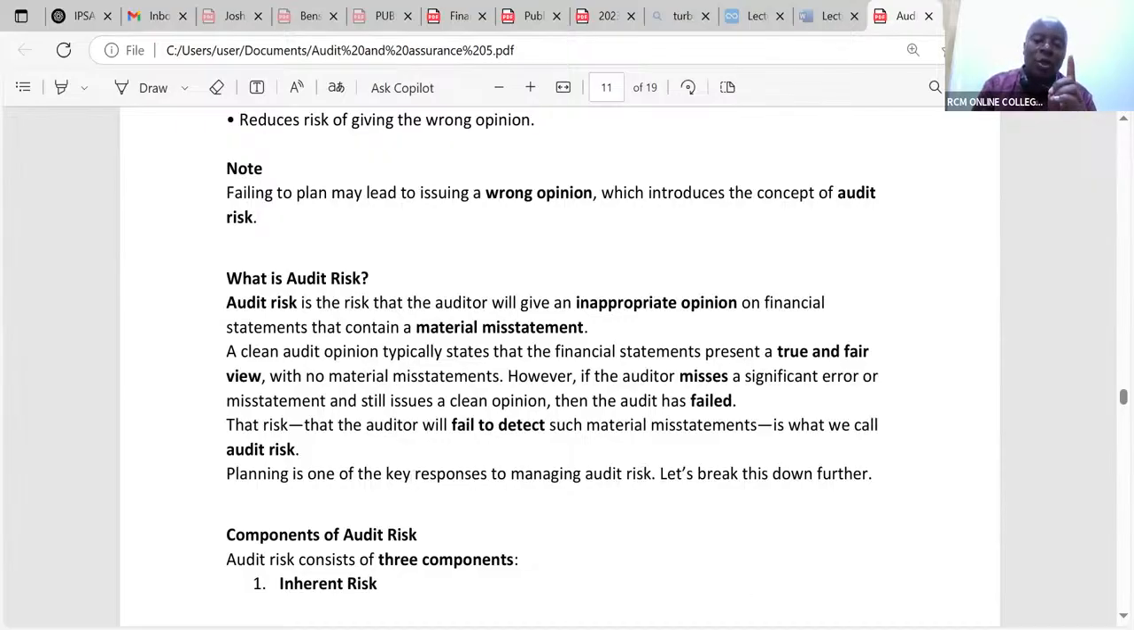So, ladies and gentlemen, I would want to see whether you guys are following. In your own words, if you're told to describe audit risk, what will you be able to tell us is audit risk? I'm waiting for you to type there in your own words. If you are asked in an exam to describe what audit risk is, what will you be able to tell us is audit risk?